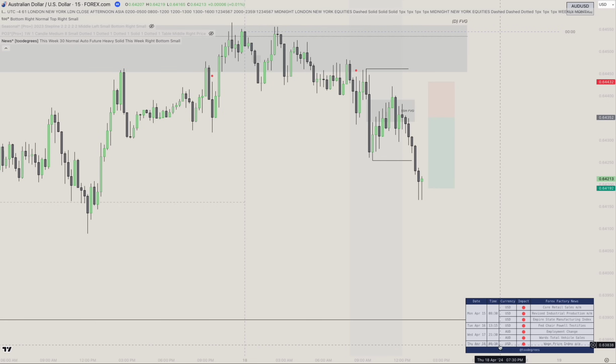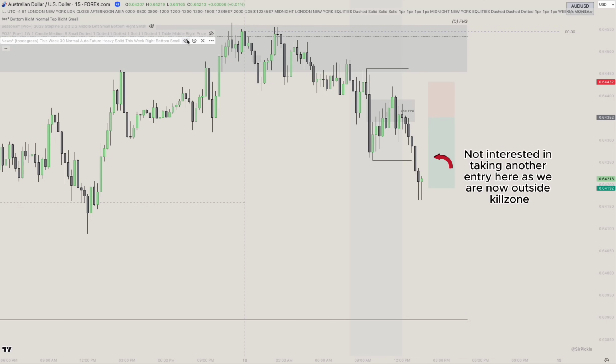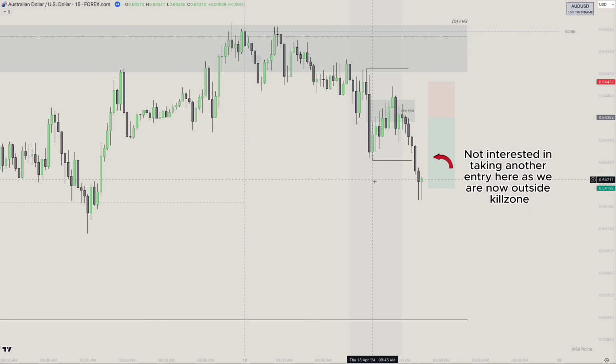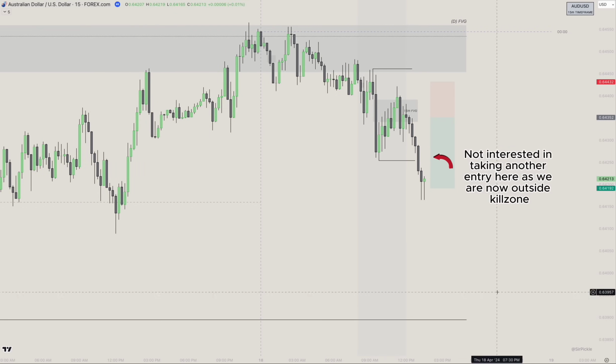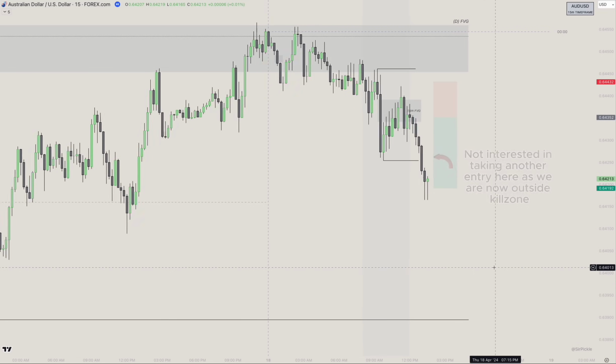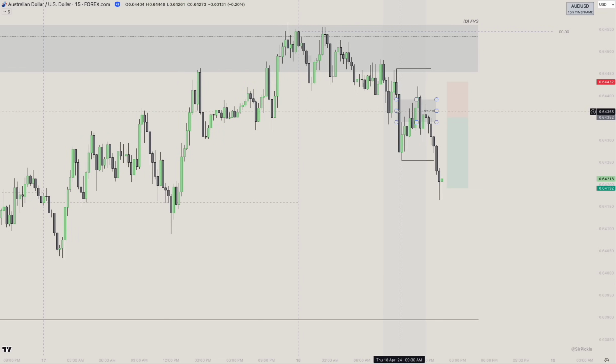Thursday we had 8:30 a.m. USD news right here. So perfect within the kill zone. That is how you want your intraday entries to be. They must be within a kill zone and with red folder news on the day, and just playing those order flow legs lower.